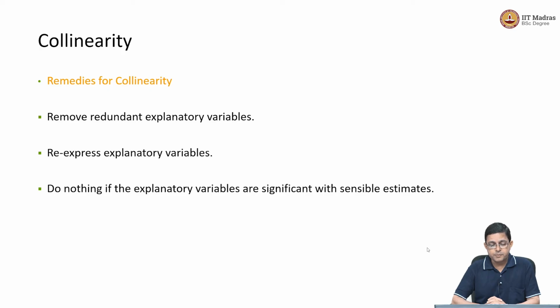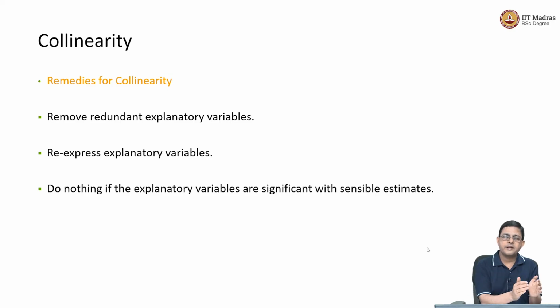What do I mean by re-expressing our explanatory variables? We can combine the correlated explanatory variables and create another explanatory variable which is a combination of these explanatory variables. Don't include these correlated explanatory variables, only include the new explanatory variable which is a combination of the correlated explanatory variables. Typically, that is done in demographic studies, right. There are regression models where we want to include the demographics of our customer, right.